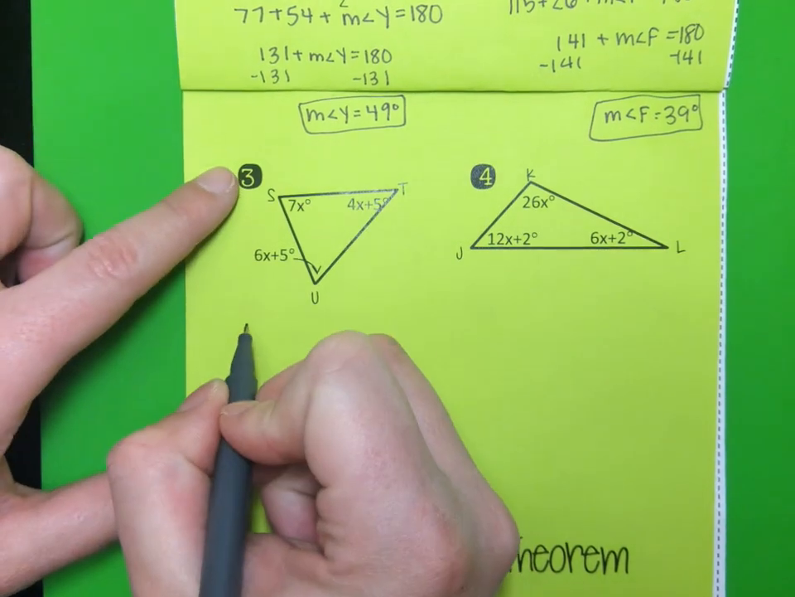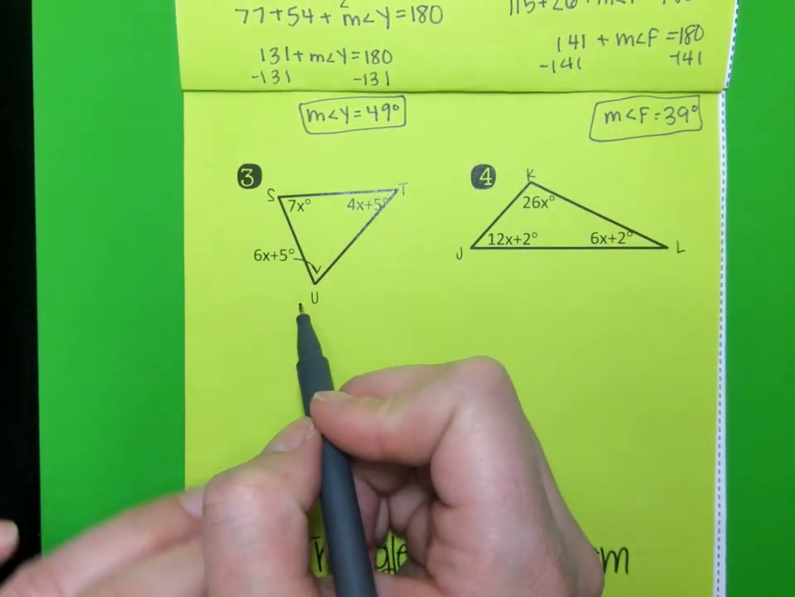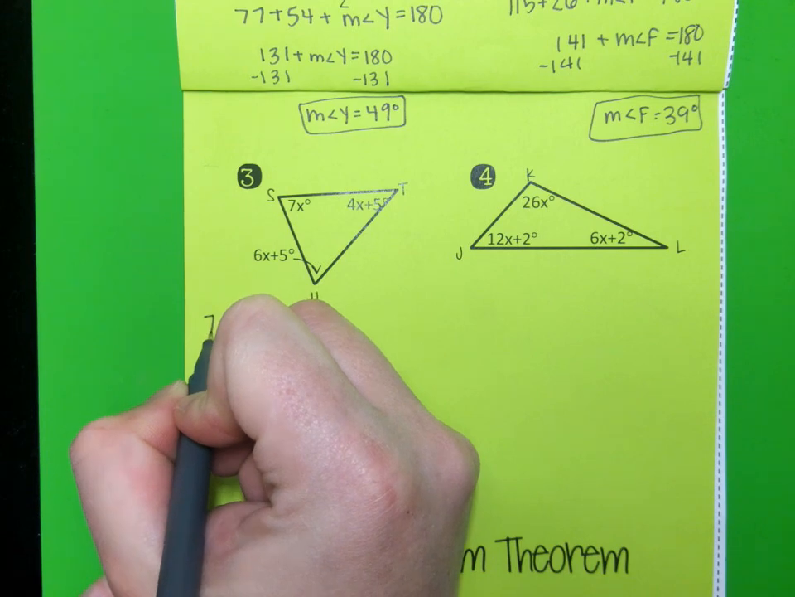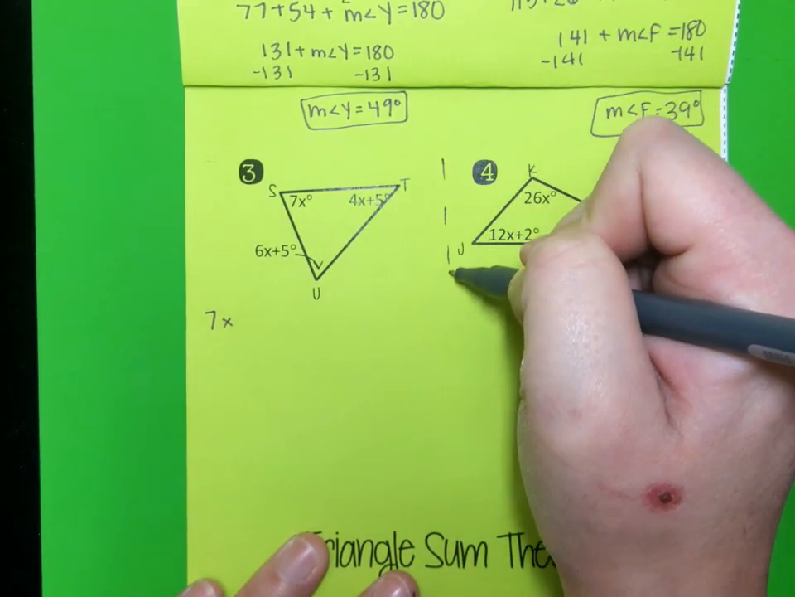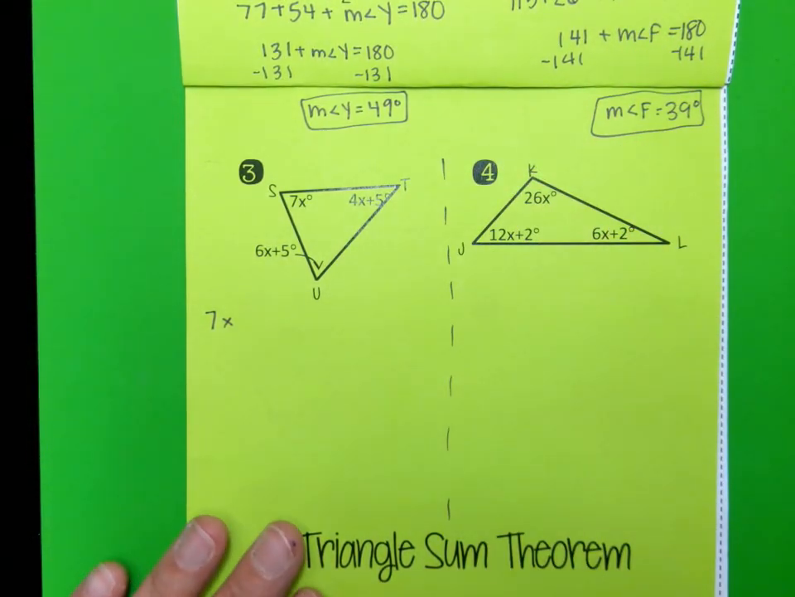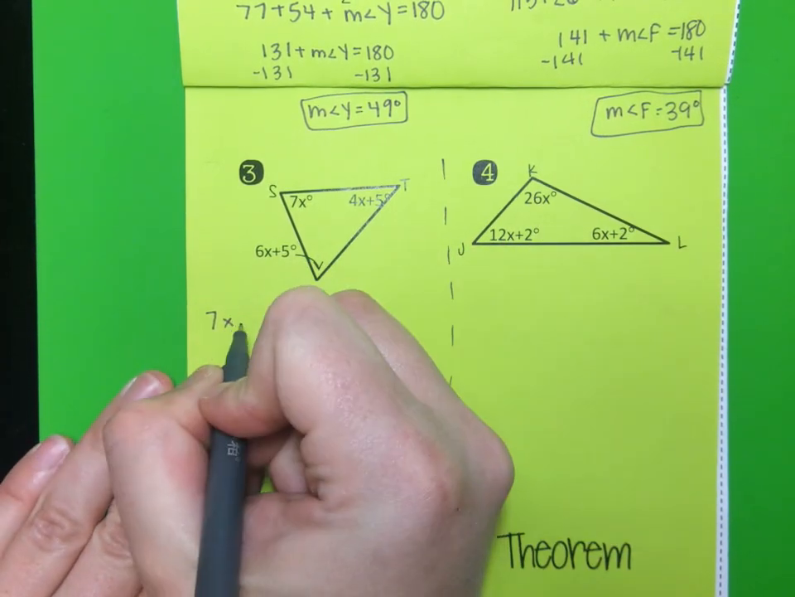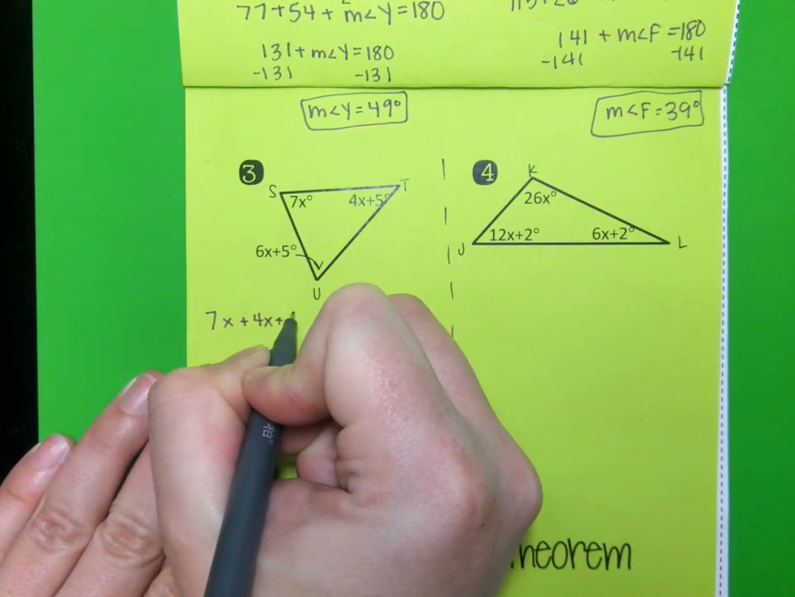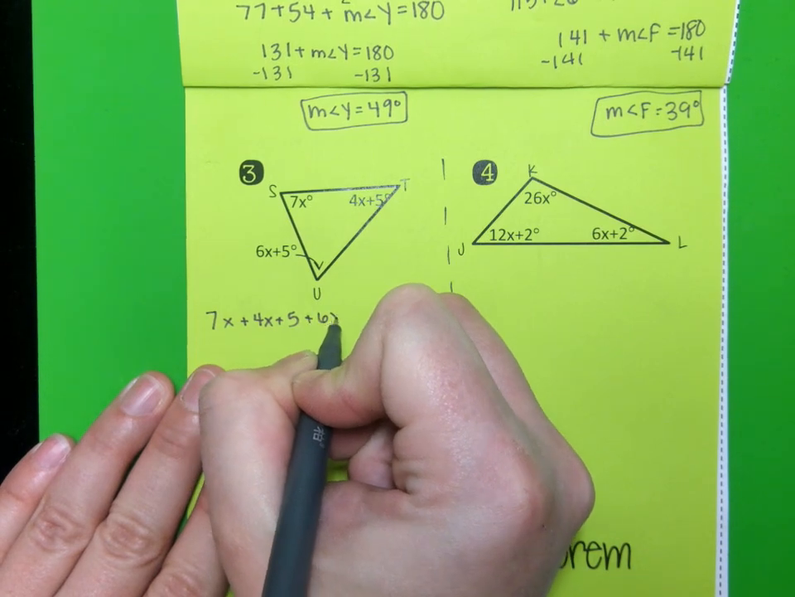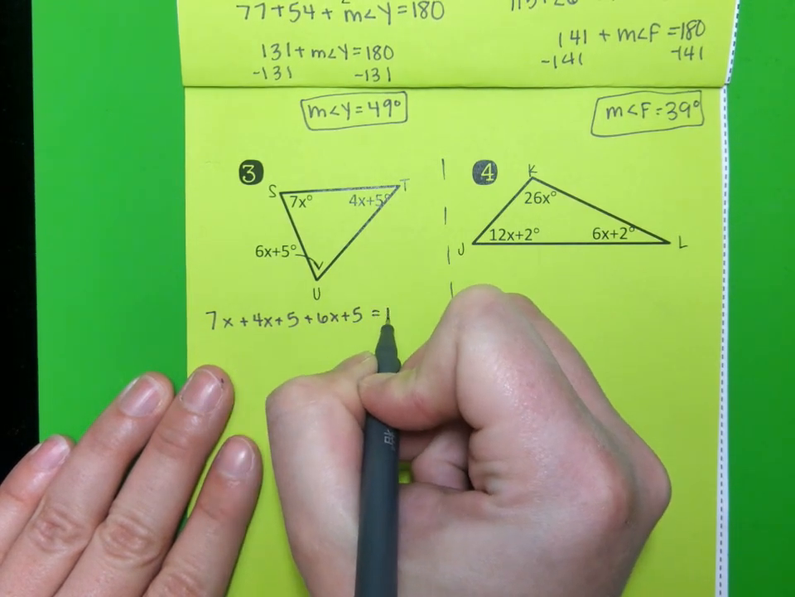So you're going to say, and it doesn't matter what order you write them in, the measure of angle x, which is 7x. I'm also going to draw myself a line right here so that I don't go over the other side. So 7x plus 4x plus 5 plus 6x plus 5 is going to equal 180 degrees.